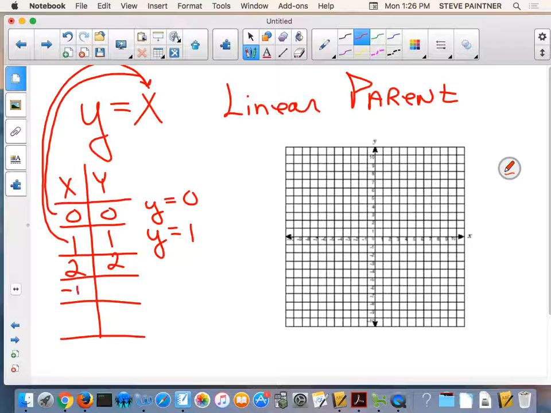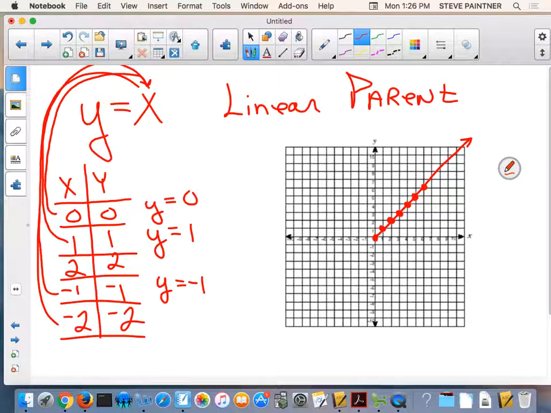But what if I do some negatives? What if I let x be -1? Then y would equal -1. What if I let x be -2? It would be -2. So this is a very simple function. 0, 0, 1, 1, 2, 2, and so forth. So just go ahead and graph it. You can keep this going forever. And then the back side would be -1, -1, -2, -2, and so on and so on. There you go.